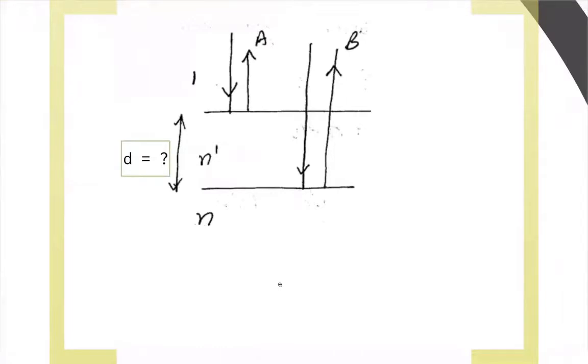So let's do a quick exercise with our current knowledge. Let's imagine there's a glass cover on top of a solar cell. Light coming in, some of it's reflected, as shown by the ray A. The refractive index is 1, this is air, this refractive index is n prime, this refractive index is n. That's silicon, and let's say that's glass. The ray B is simply passing through the glass into the silicon interface, reflected off the silicon and passing up. What should this thickness d be such that the ray A destructively interferes with the ray B?